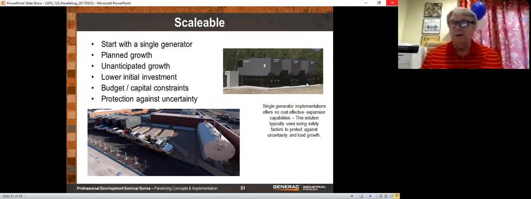Here's another example of one that we did for a water treatment plant. They wanted a 1500 kilowatt. We supplied 3 500s, and it turned out the total plant load during the first power outage was under 1,000, so they have an extra generator.